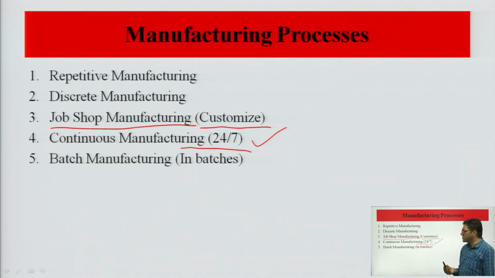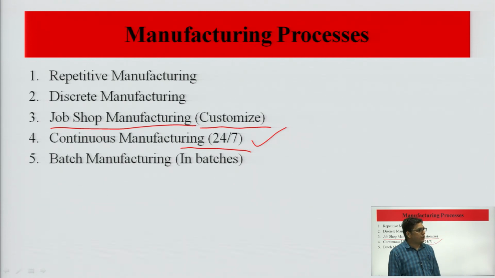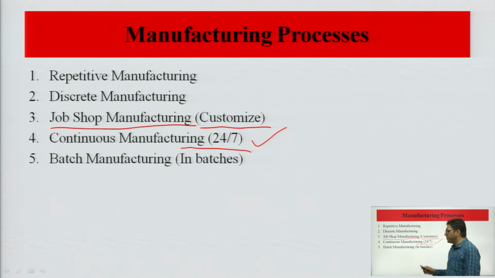Next, it is discrete. Discrete, because the products are different, a little bit different. So, now we will need a different framework or a different setup to establish the product. Next, it is job shop manufacturing. Here the products that we are going to produce will be more customized; they will not be standardized. Continuous manufacturing: here the manufacturing process will be 24/7, but with liquids.